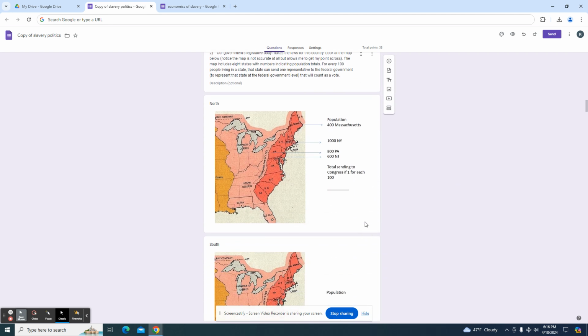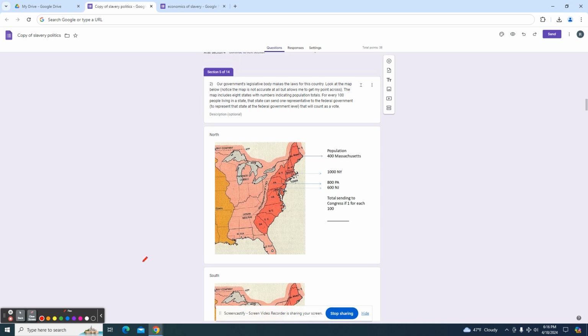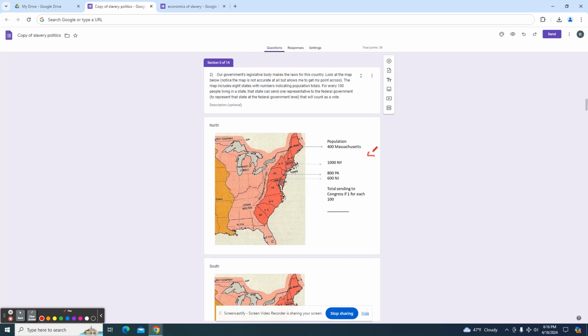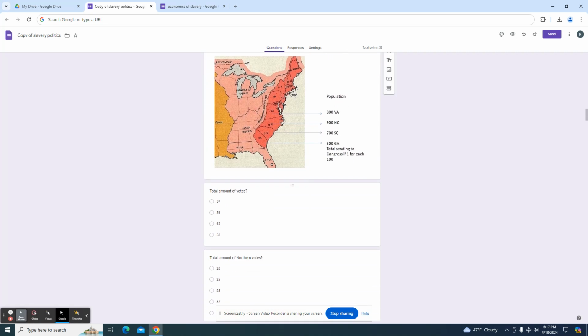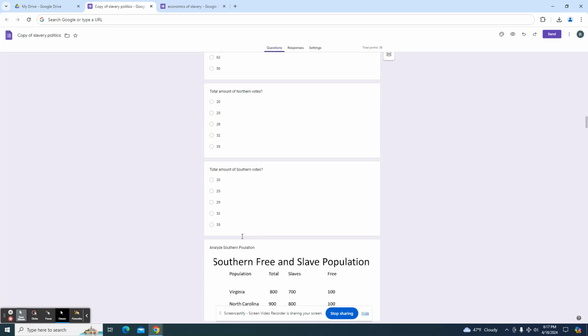And then I tried to use some simple math, where for using this scenario here, for every 100 people you have, you can send one person to the federal government to represent you. So if we look at here, we got 4, 10, 8, 6. And then when we do this for the South, we come up with the amount of people they have, the amount of total votes, northern votes, southern votes.